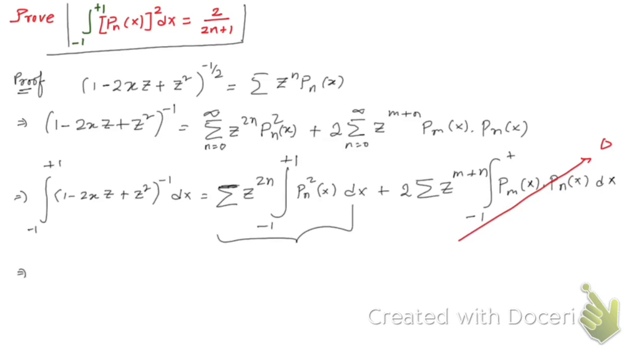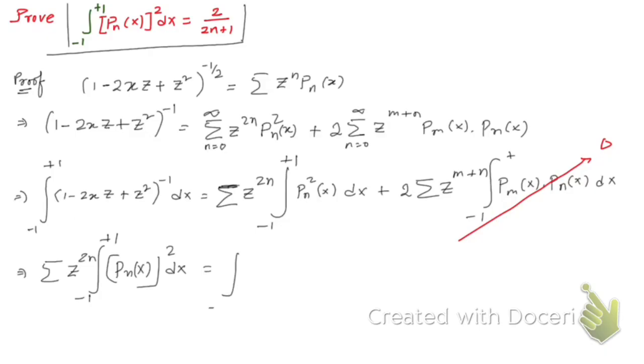let me write this part on the left hand side first. Summation z to the power 2n, integration from -1 to +1, Pn of x whole square dx. On the other side, this is nothing but the integration from -1 to +1 of 1 by (1 minus 2xz plus z square) dx. That's what we're going to have.